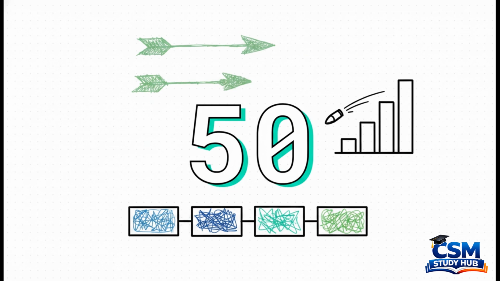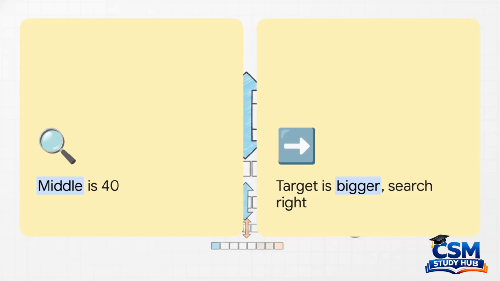Let's fire up that 4-step logic we just talked about and see how the algorithm handles it. All right, step 1, check the middle. The exact middle of our 7 numbers is 40. Now we compare. Is our target 50 smaller or bigger than 40? Well, it's bigger. And because it's bigger, the algorithm instantly knows it has to search the right half.